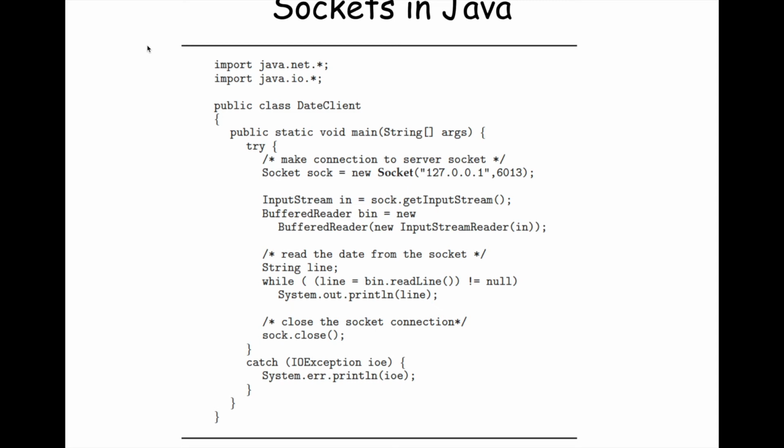So the buffered reader then goes ahead and tries to read a line of text in a while loop, and each time prints out what was read. Of course, what is read is the text of the current date and time sent by the server. So it prints that out until it gets null, meaning that there's no more input.